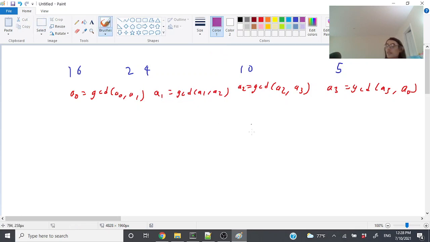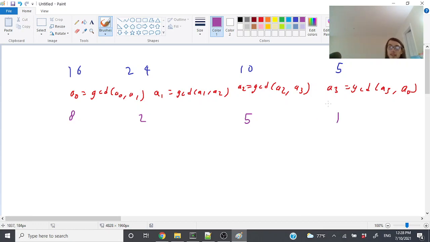So in this case, the GCD is the greatest common divisor. It's the largest number that divides both of them. So for example, in this case, it would be 8. 16 is divisible by 8, and 24 is divisible by 8. And there's no other number that's bigger that works. So we set this value to the GCD of 16 and 24, which is 8. We set this value to the GCD of 24 and 10, which is 2. We set this value to the GCD of 10 and 5, which is 5. And we set this value to the GCD of 5 and 16, which is 1. They share no divisors.